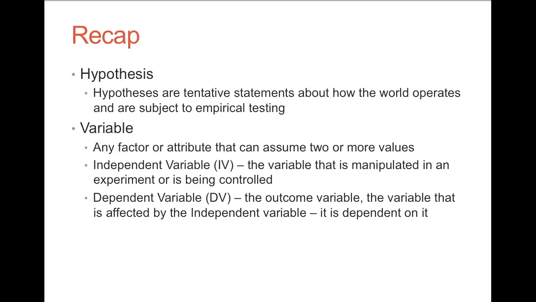And then you have the two different kinds of variables. Your basic variables. There are many names for different variables. You have your independent variable, the variable that is manipulated in an experiment or is being controlled. Then your dependent variable, the outcome variable, the variable that is affected by the independent variable. It is dependent on the independent variable. It's like codependency. The dependent variable cannot survive without the independent variable. Or at least that's what you hope. That's what you're trying to test.